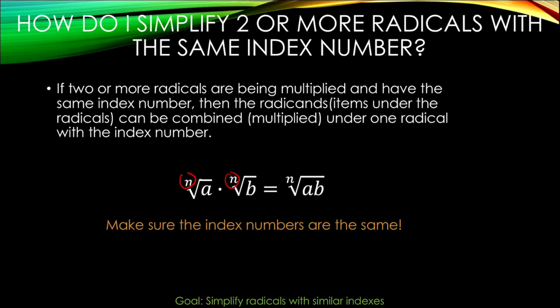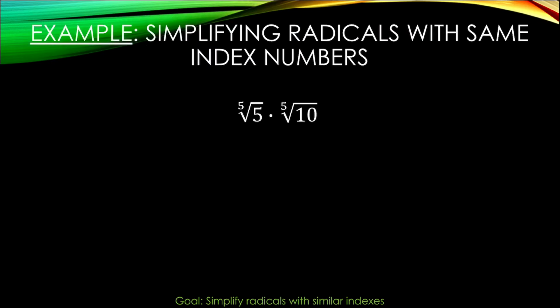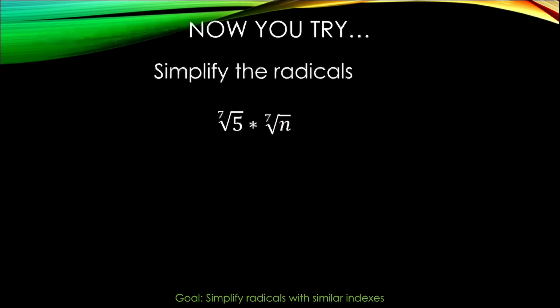So notice, I have the nth root of a multiplied by the nth root of b. That's the same as saying the nth root of a multiplied by b. So here's an example if I want to simplify this radical. First off, I have the same index number of 5, so I can say the fifth root of 5 times 10, which is equal to the fifth root of 50. And that's not going to simplify at all. Boom, just like that.